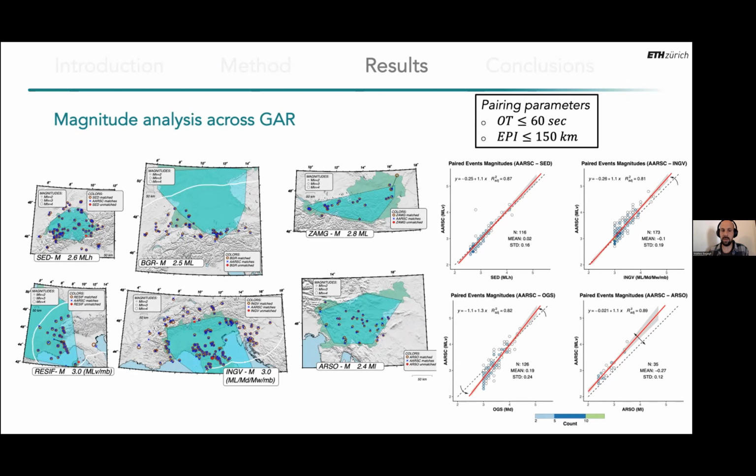So this is actually pretty important. I cannot stress enough that having a unified magnitude calculation across the entire area makes us able to compare the seismicity at the different spots in the Greater Alpine region.